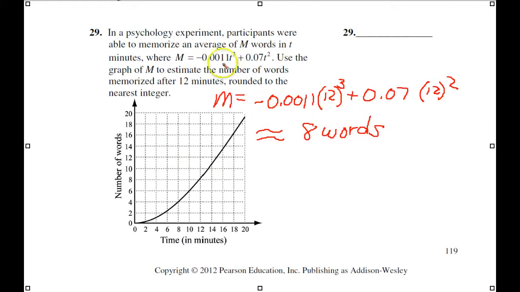Looking at this one, here's our formula. And we know t, the time, is 12 minutes. So we carefully introduce the 12 minutes as t. And using our calculator, keeping in mind this is negative, add this, and round it off to the nearest whole number, you end up with about 8 words. And that would be pretty good.